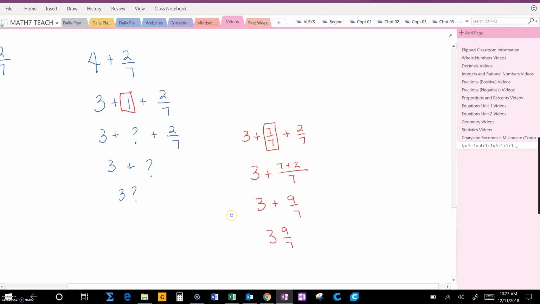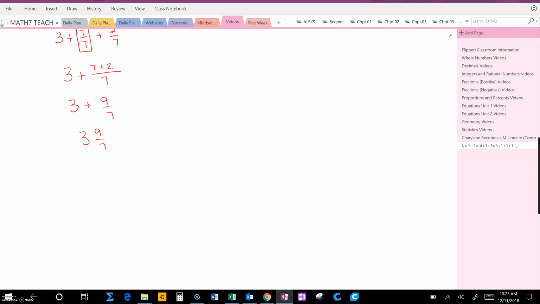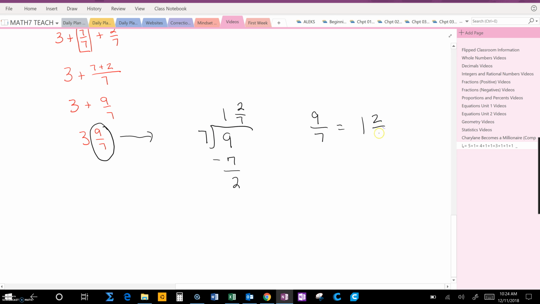Now let's look at that a little bit more deeply. So if we look at 3 and 9/7, we know that the way you change an improper fraction is by dividing the denominator into the numerator and seeing what you have left over. So let's divide 7 into 9. When we do, we get 1 whole minus 7. There's 2 left over. And the remainder of 2 goes over the 7. So 9/7 equals 1 and 2/7.